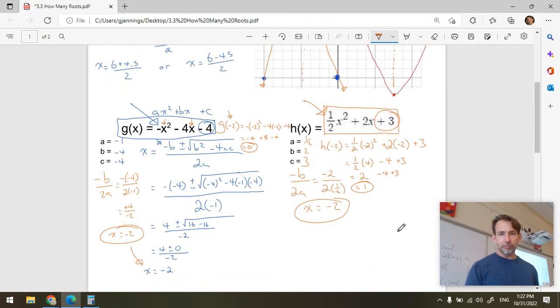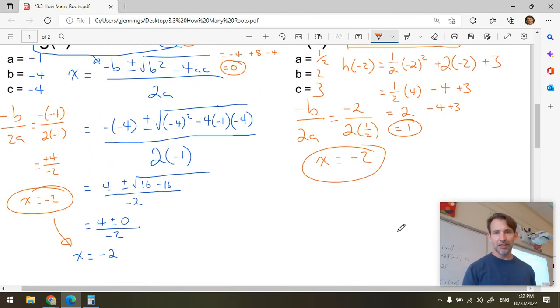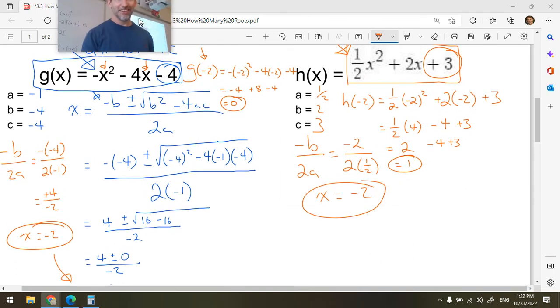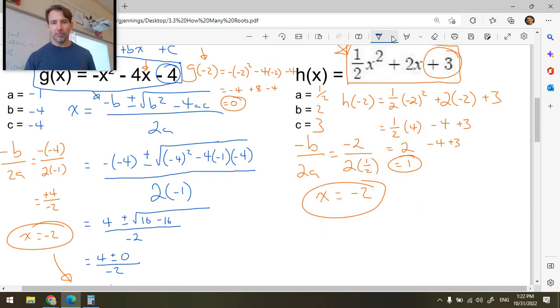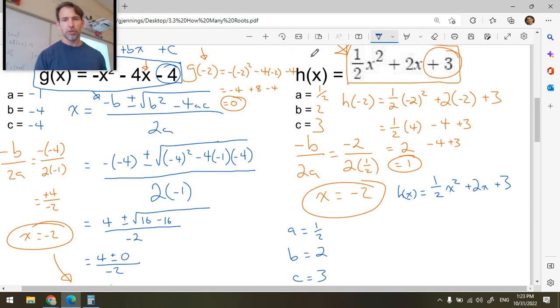So if I come in here and zoom in so I get some space and get my quadratic formula pen out, I know that my a is equal to 1/2, my b is equal to 2, and my c is equal to 3. Let's write that better. c is equal to 3. So here, I'm just going to write out h of x again. h of x is equal to 1/2 x squared plus 2x plus 3. And I'm going to zoom in so that I have more space to work.